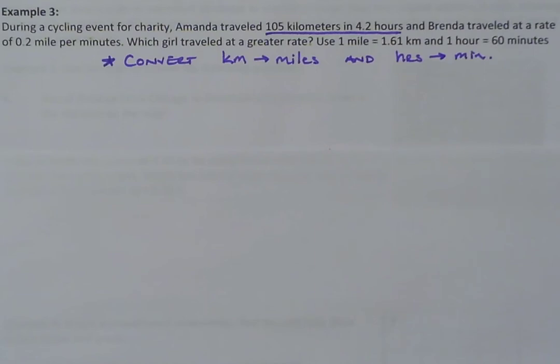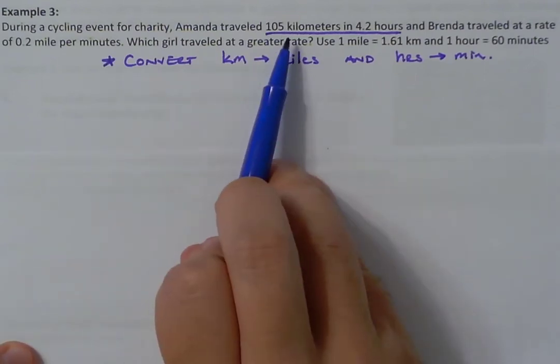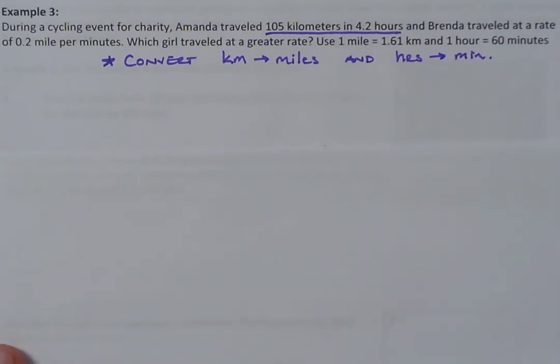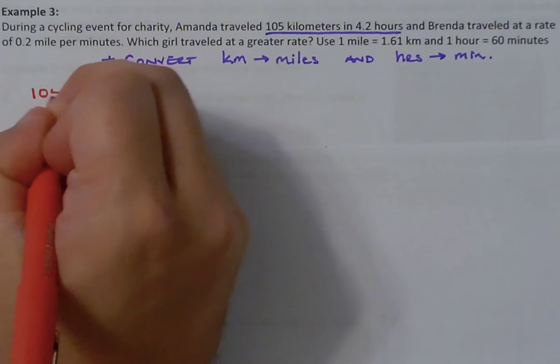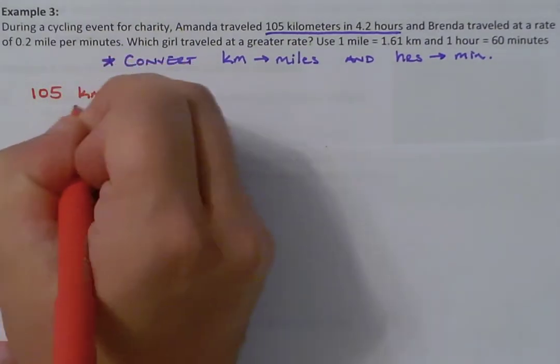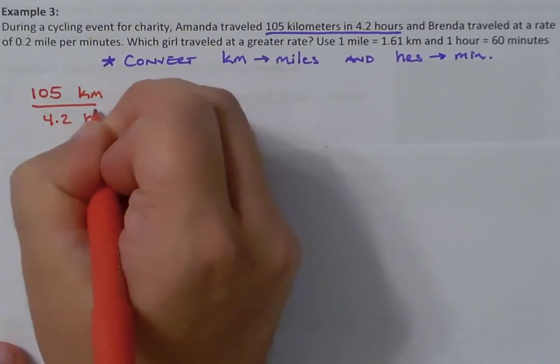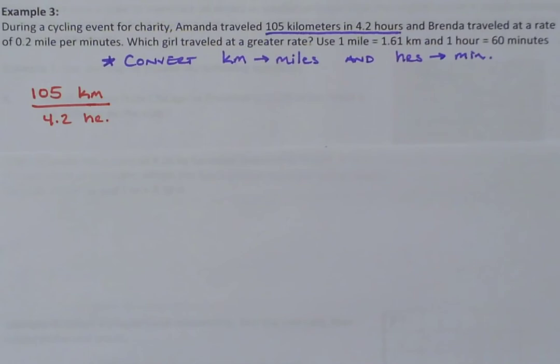Alright, so the first thing we're going to do is take this 105 kilometers in 4.2 hours and set up our fraction. So we're going to have 105 kilometers per 4.2 hours. Think of this like miles per hour, but we're just talking about kilometers. Now I do provide the conversion rates: 1 mile equals 1.61 kilometers and 1 hour equals 60 minutes. So we just need to do one step at a time.